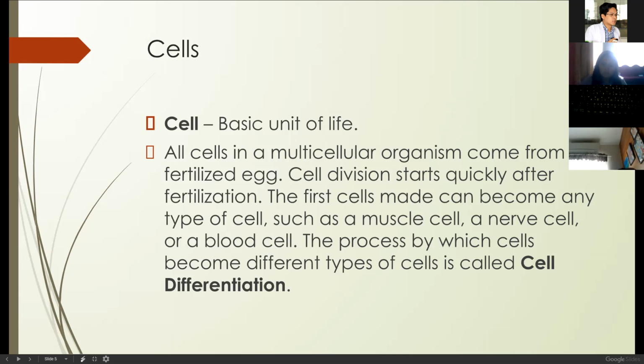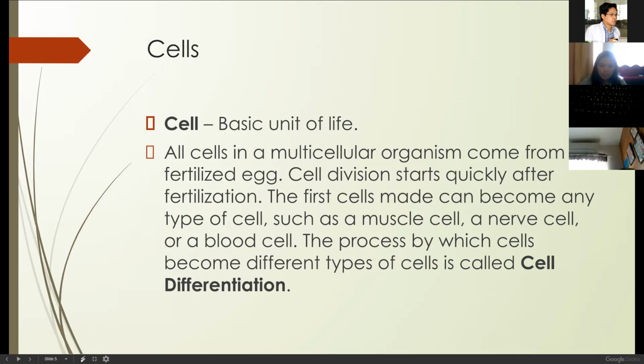When the egg is fertilized, it becomes a single cell, and after which it will divide by itself in the process called cell division. Now, cell is the basic unit of life. Why? Because all of the cells came from a single cell. All cells in a multicellular organism came from a fertilized egg. Just like you.